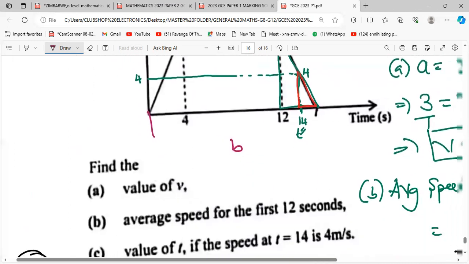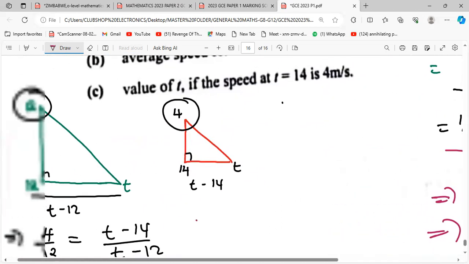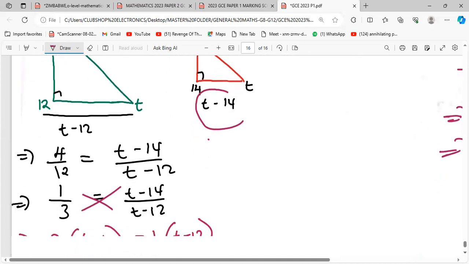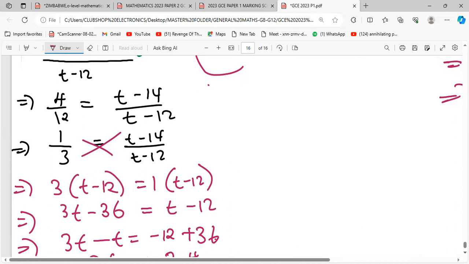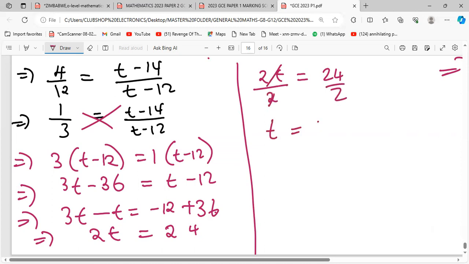Check the value of T. Okay, so we have 2T is equal to 24, and divide by 2 both sides. So 2 is giving us 12.